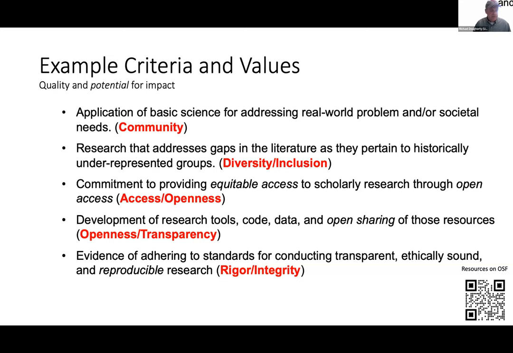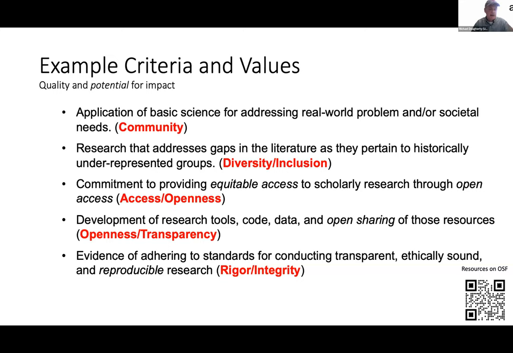Jumping down to number four here really talks about the openness and transparency component. So that fits with the theme of this seminar. We recognize the development of research tools, code, data, and the open sharing of those resources. And then finally, we wanted to encourage people to engage in transparent, ethically sound, and reproducible research. And so these are all criteria.